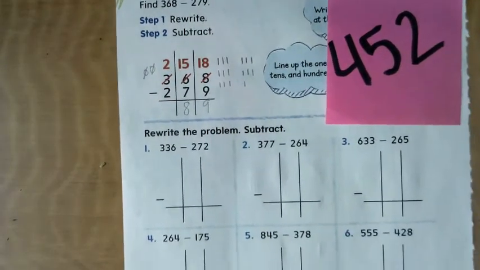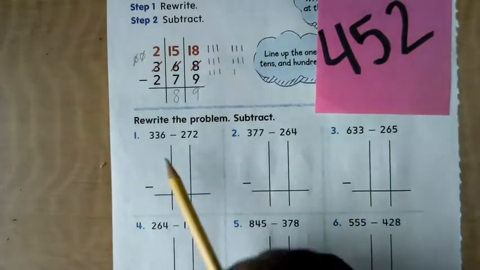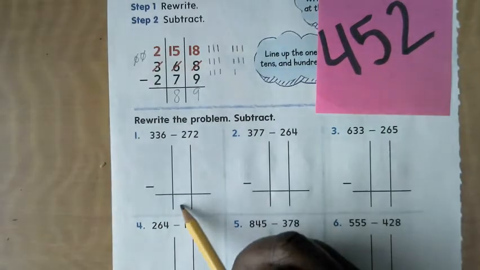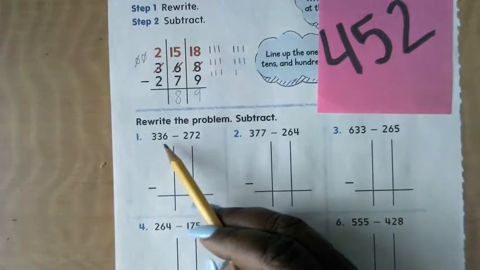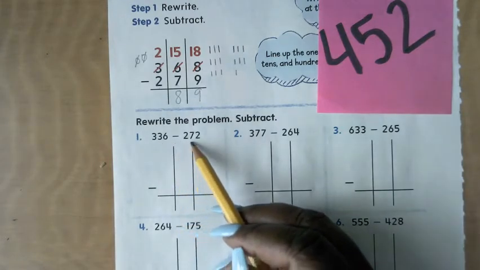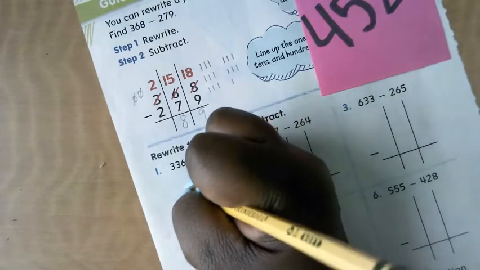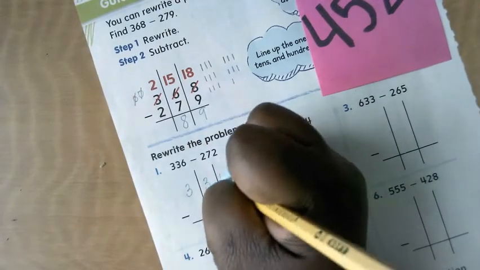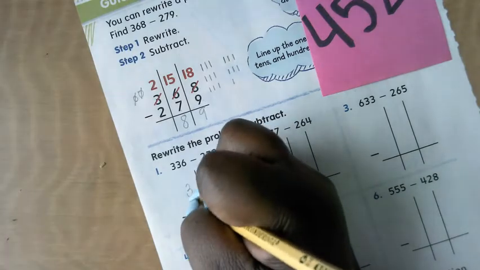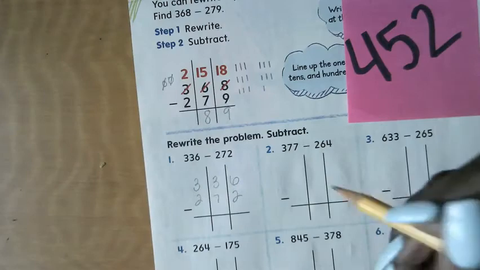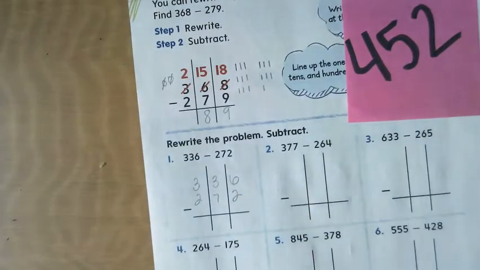All right, now we're going to work on these problems down here. We rewrite the problem and subtract. So let's do this one together. 336 minus 272. First, I'm going to write the problems here. 336 minus 272. So first we'll do 6 minus 2.